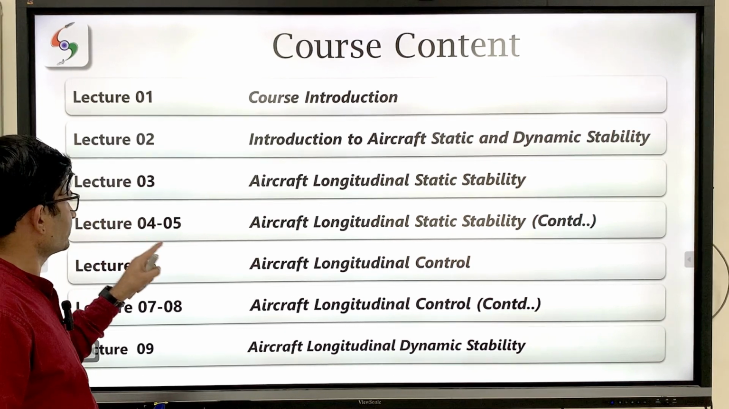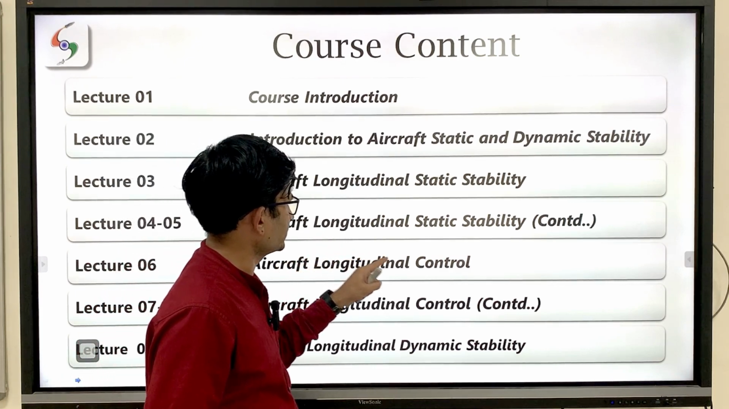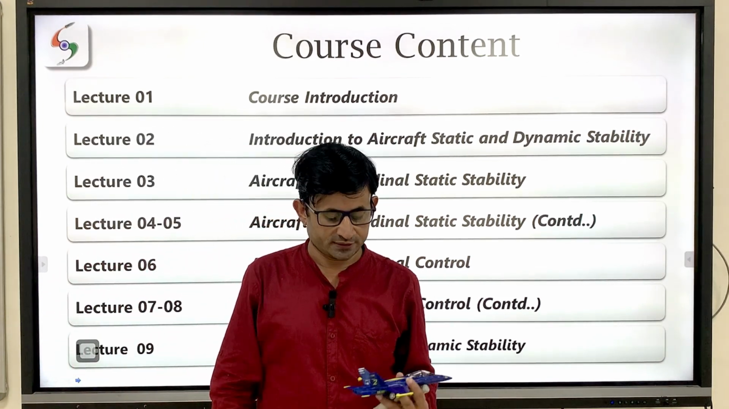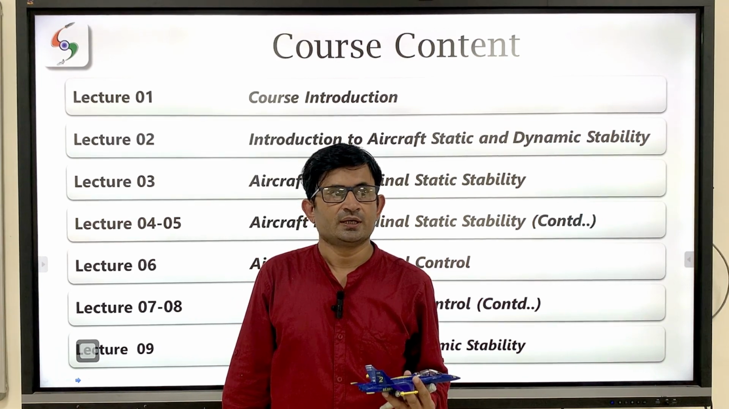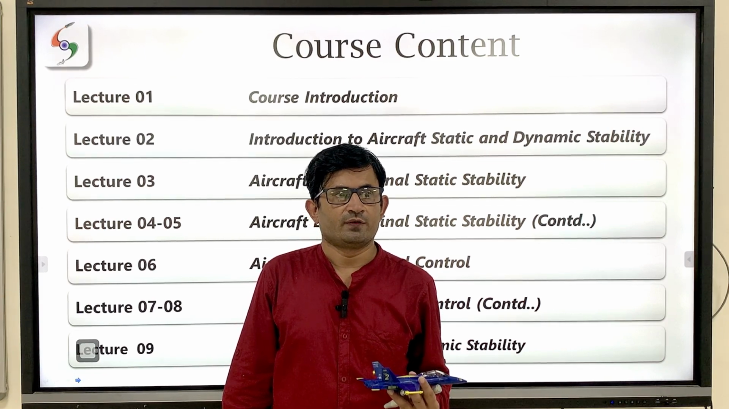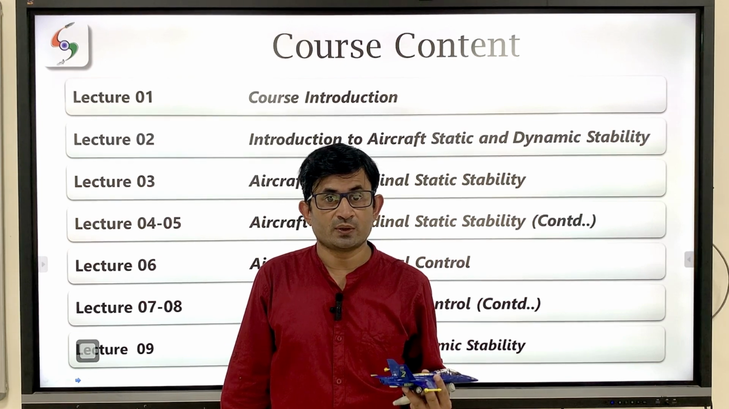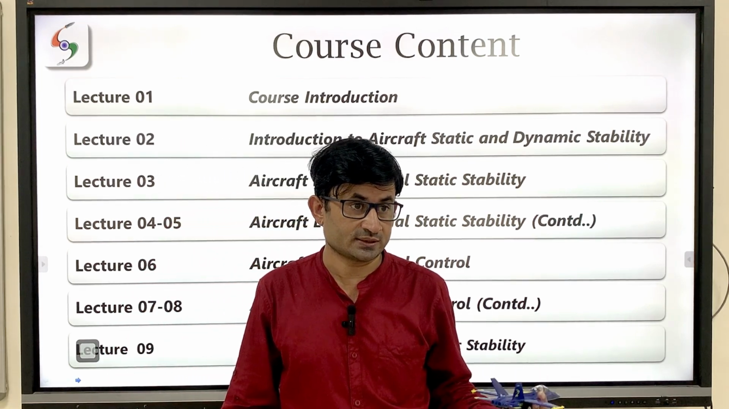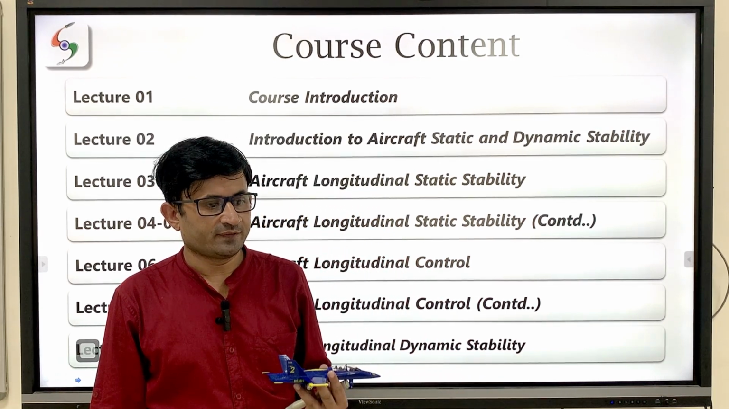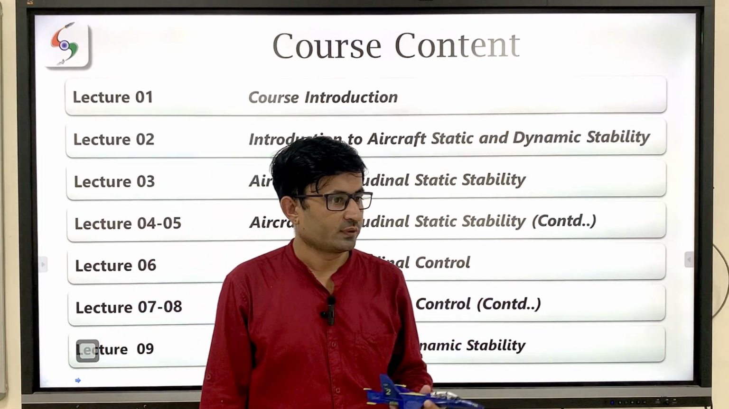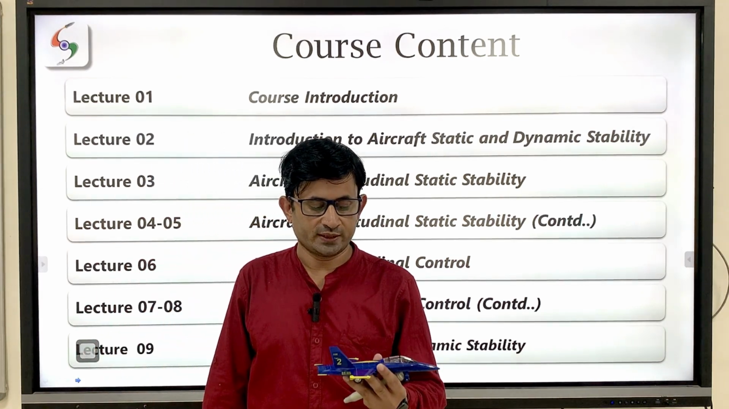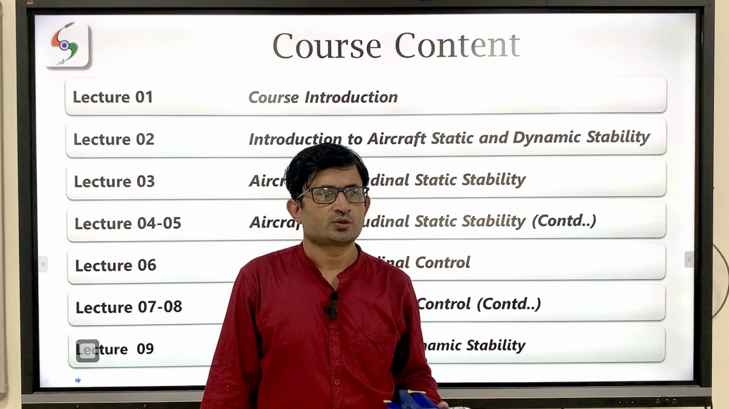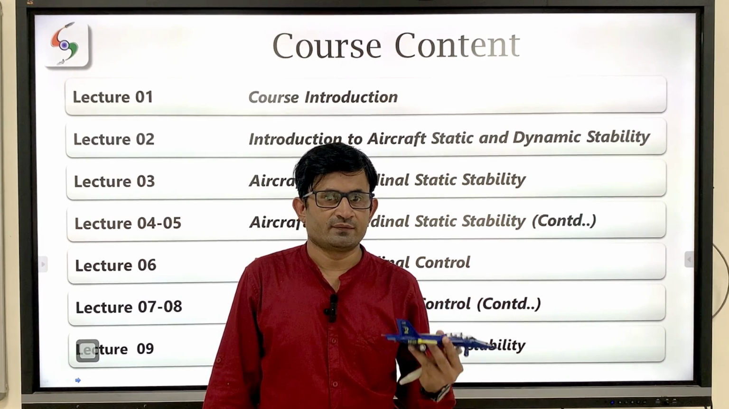From lecture 3 to lecture 5, we will continue with the aircraft longitudinal static stability part. Then in lecture 6, we will discuss longitudinal control. Stability and control are very much related to each other. If you have a more stable system, then more control is required; if the system stability is less, then less control is required. That also we will discuss. And how will you achieve different trim points using the longitudinal control? For example, if you want to fly at a particular speed, one particular elevator setting, the trim elevator, is required. When you change the speed, the trim elevator deflection will change.